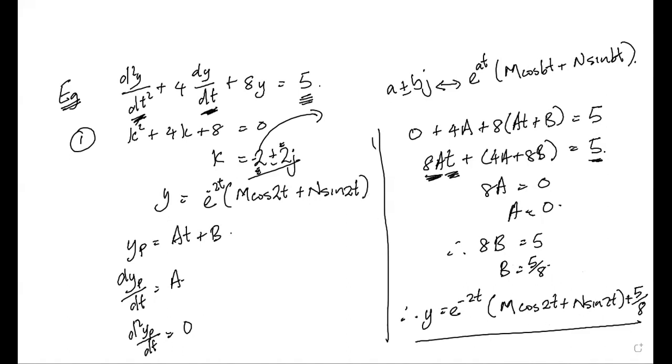All right, so what would happen now? If I take the equation d2y/dt squared plus 4 dy/dt plus 8y is equal to 5, and I take the Laplace transform.